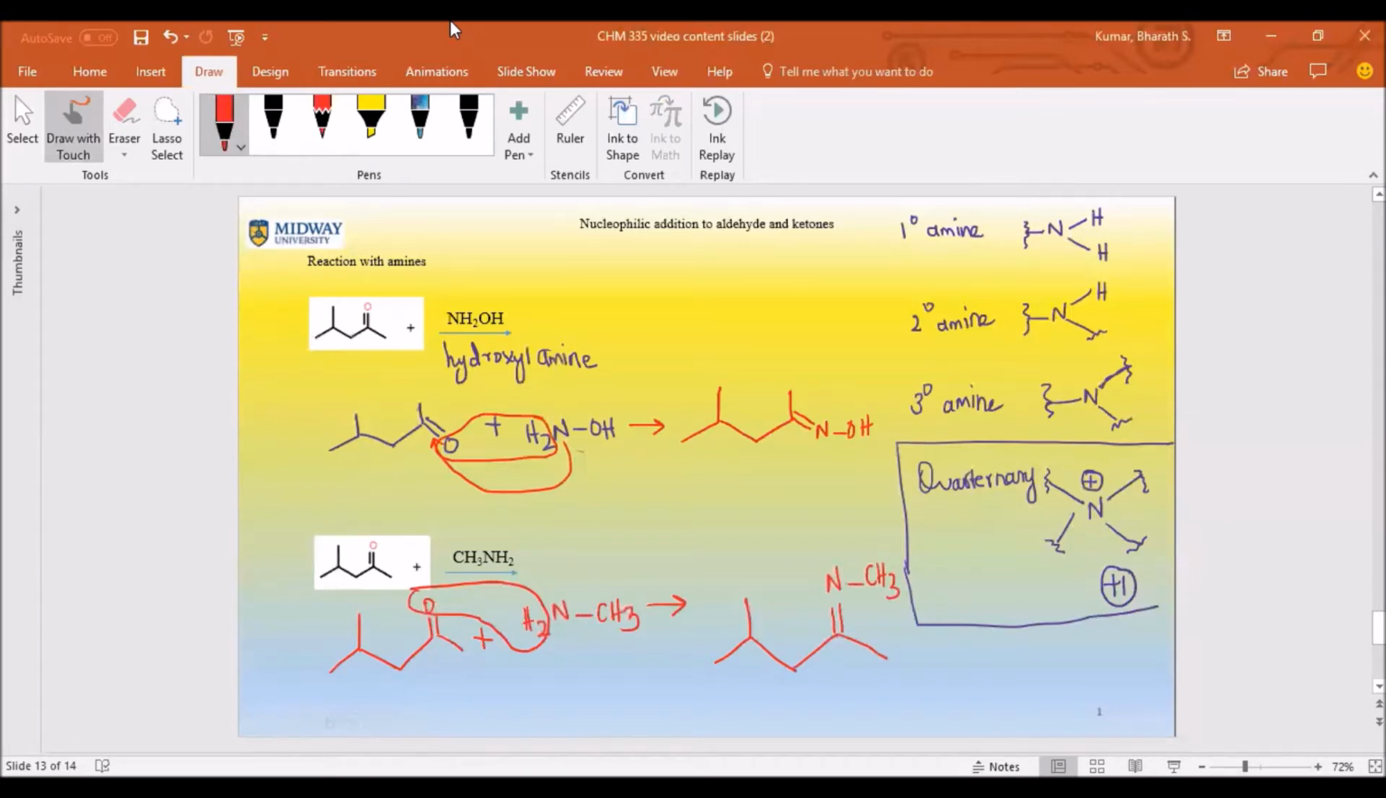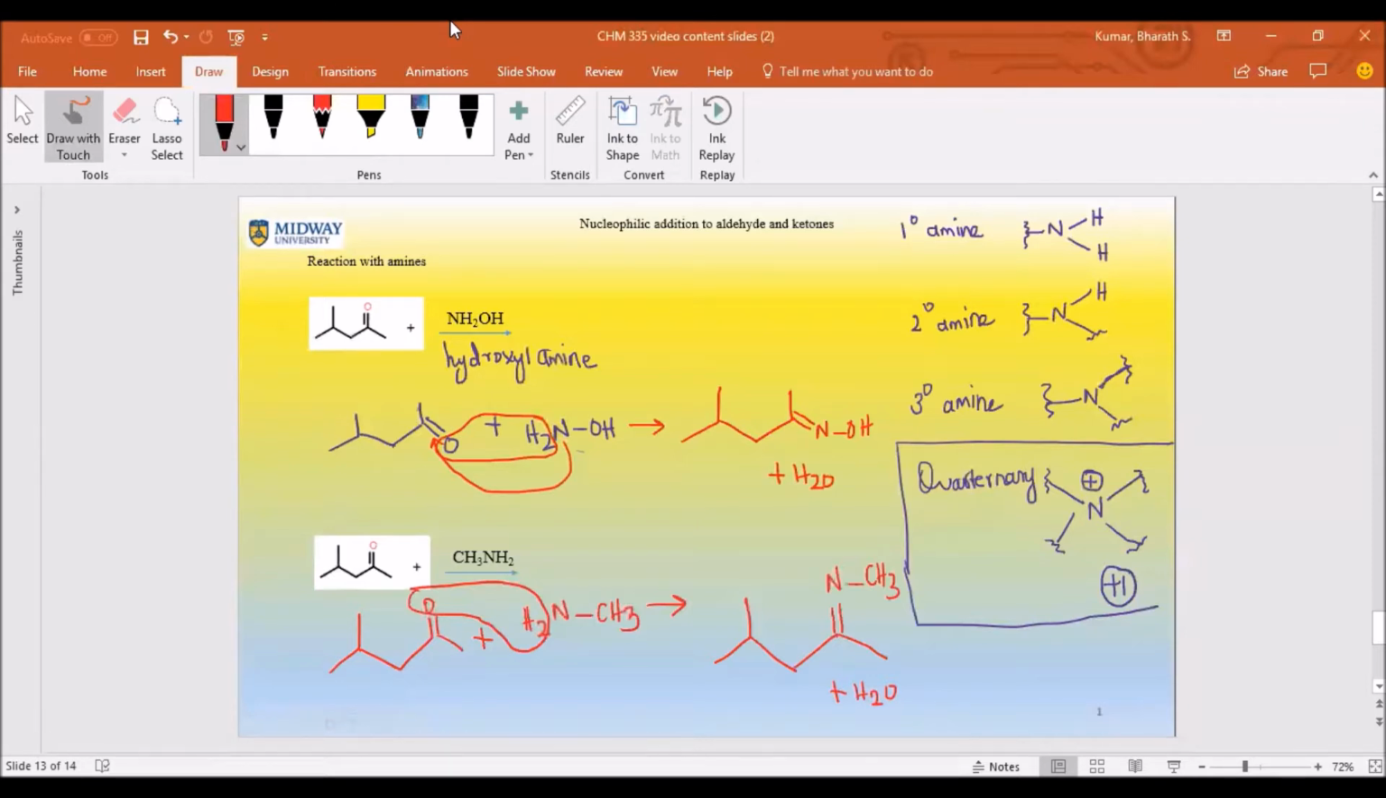There is something called an enamine, which, if time permits, I'll make a separate video on. So whenever a primary amine like NH2 reacts with a double bond O, basically you get rid of water, plus H2O, and attach the nitrogen directly to the double bond. In this case, you attach the NOH directly to the double bond. In this case, you attach the NCH3 directly to the double bond. And this is the nucleophilic addition of aldehydes and ketones with amines.